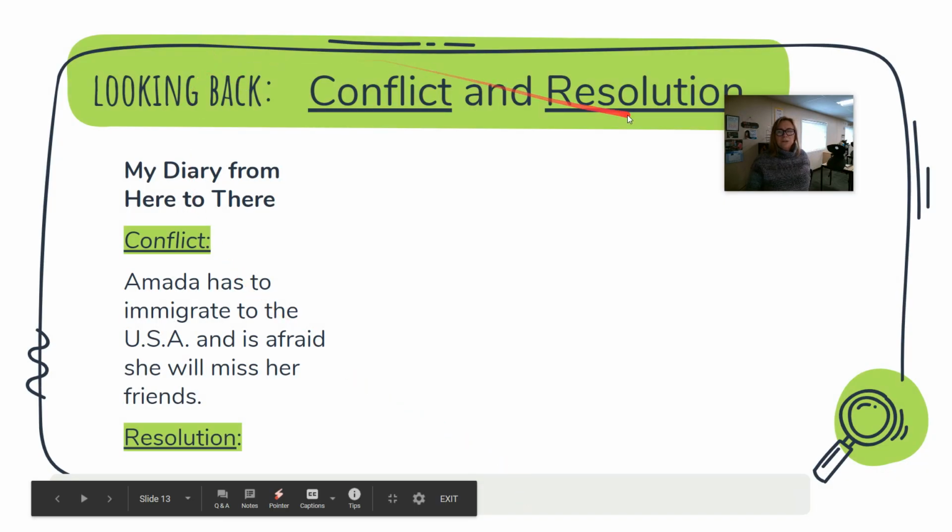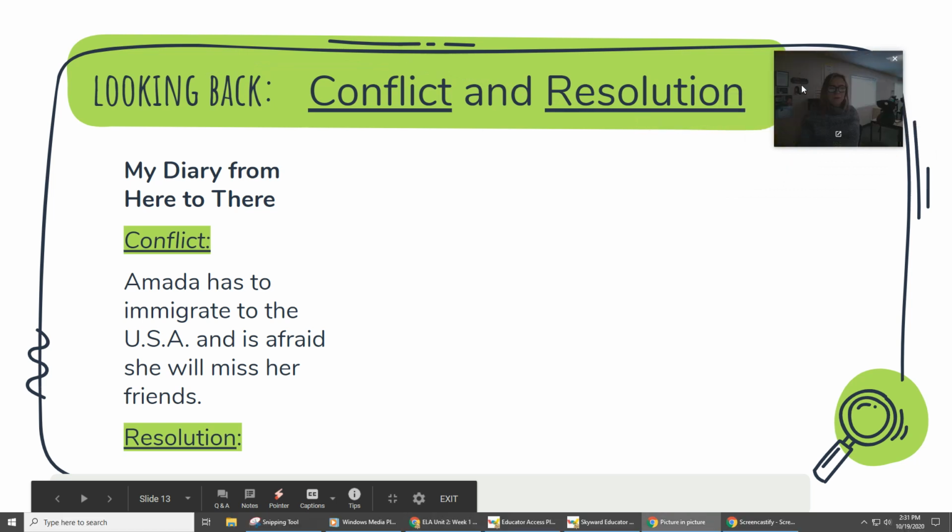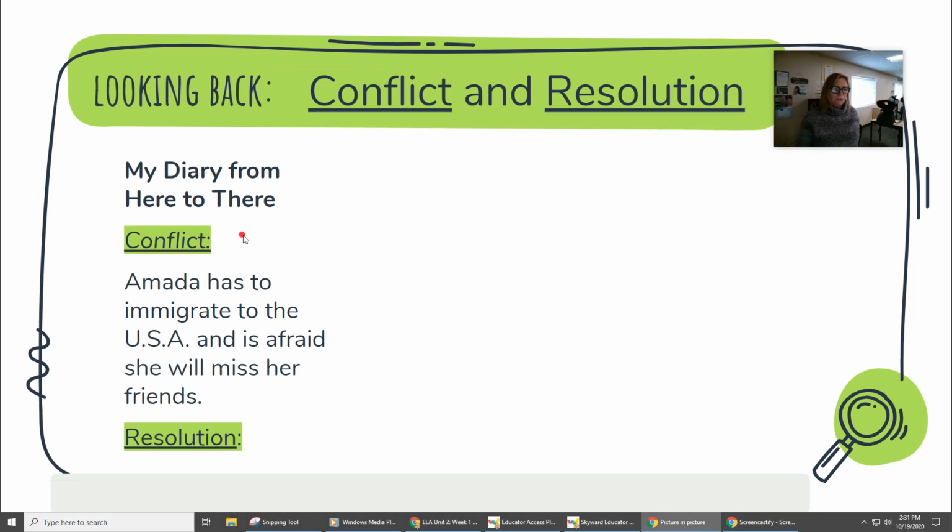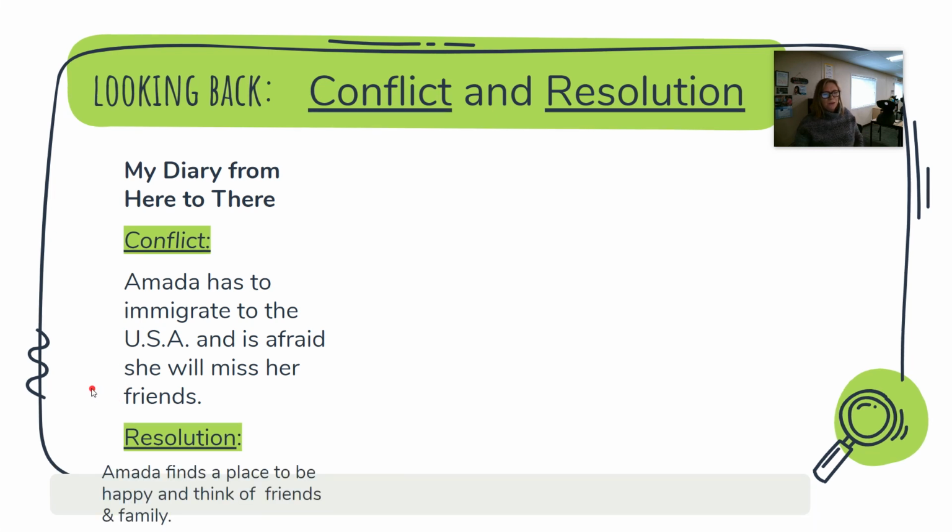So we're going to look back at some of the stories we've read before. We've got My Diary from Here to There, the story about Amada, who had to immigrate to the U.S. and was afraid she would miss her friends. So that was her conflict. The resolution was that she found a nice place to be happy and think about her friends and family, and kind of found a little bit of calmness within herself. She didn't get to go back to Mexico, but she found a way to resolve her conflict.